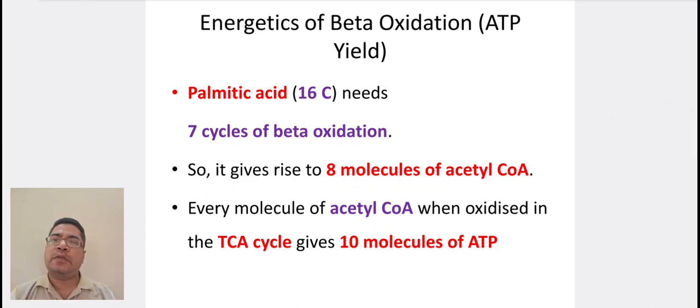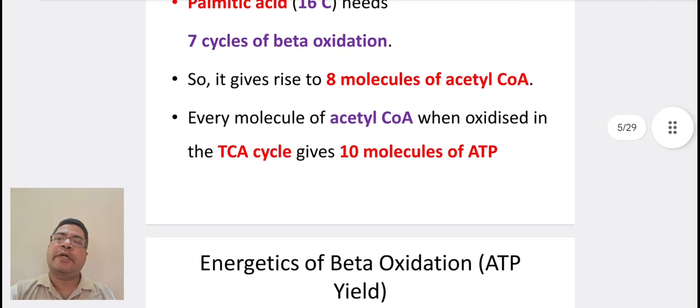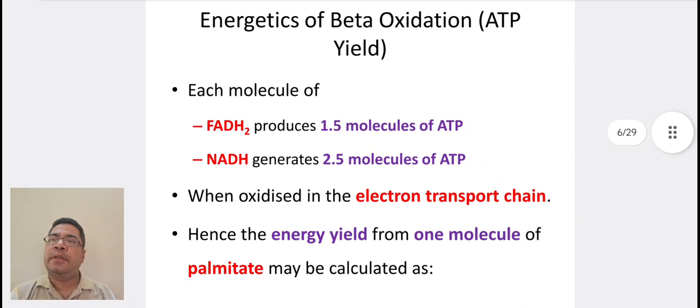Coming to energetics of beta oxidation. Palmitic acid needs 7 cycles of beta oxidation, so it gives rise to 8 molecules of acetyl CoA. Every molecule of acetyl CoA, when oxidized in the TCA cycle, gives 10 molecules of ATP. Each molecule of FADH2 produces 1.5 molecules of ATP, and NADH generates 2.5 molecules of ATP when oxidized in the electron transport chain. Hence, the energy yield from one molecule of palmitate may be calculated as follows.